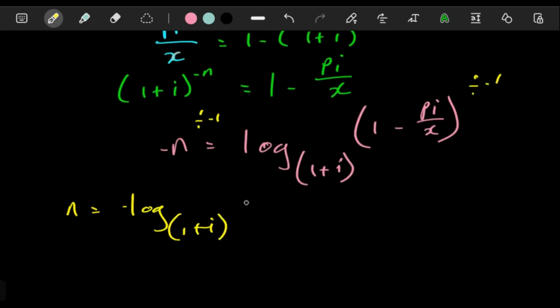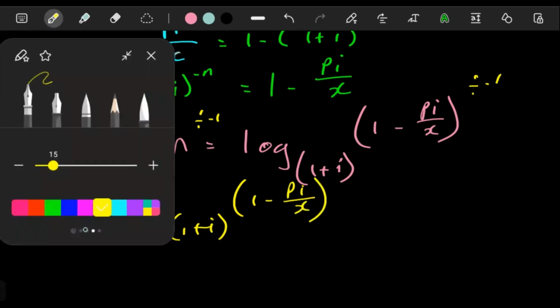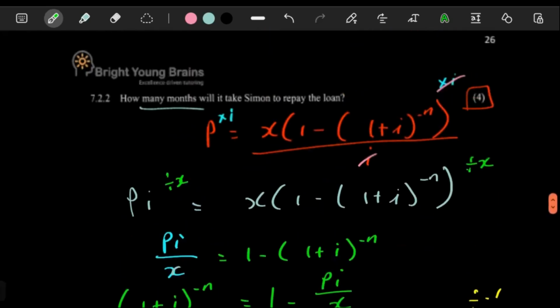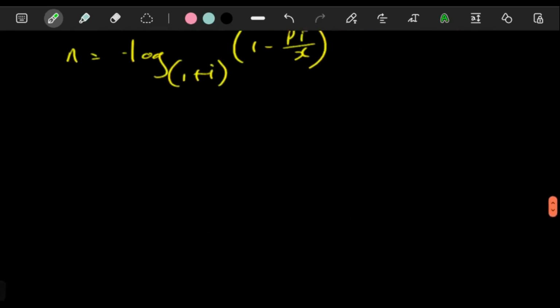1 plus i. The reason I do this is because when you put all of this into your calculator, you won't have to worry about rounding off, because that's normally where people lose marks, by rounding off too early. This avoids rounding off too early.